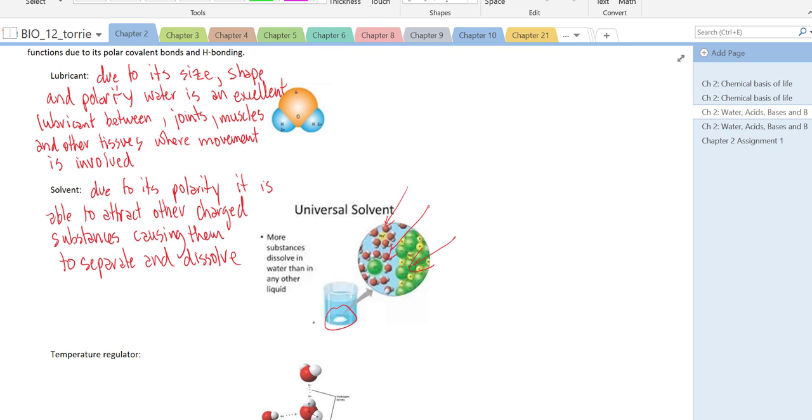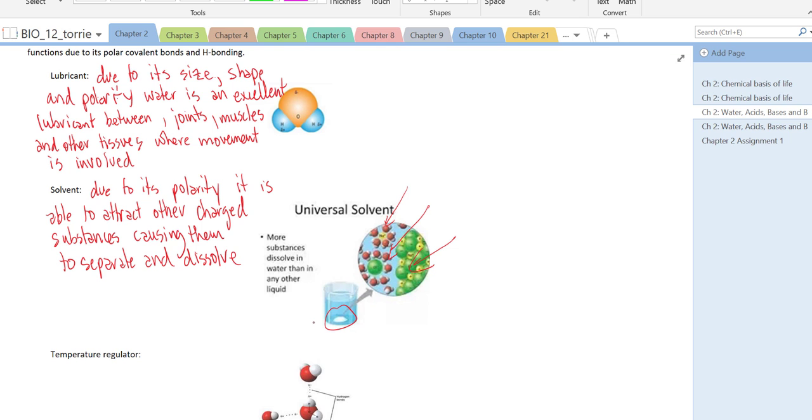Now the water hasn't changed the salt. We can drink that and it's going to taste salty because they've retained the properties of salt. And hopefully maybe by now you've figured out that sodium chloride is table salt. But that's the property of being a solvent.